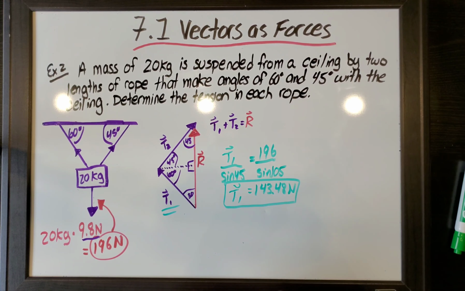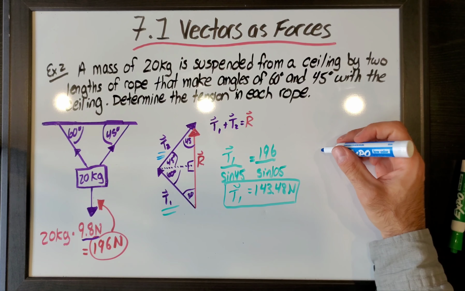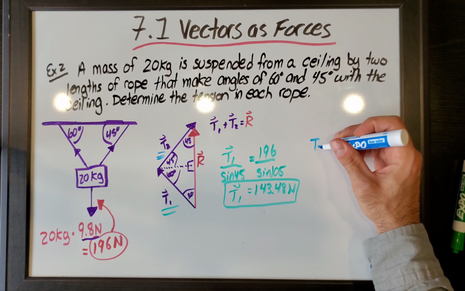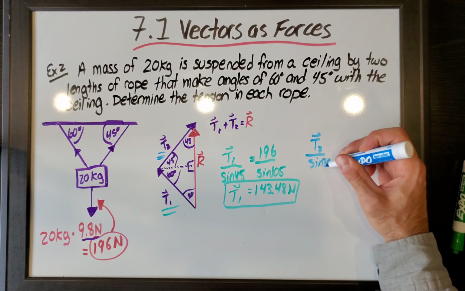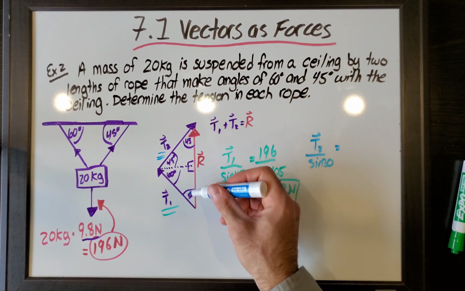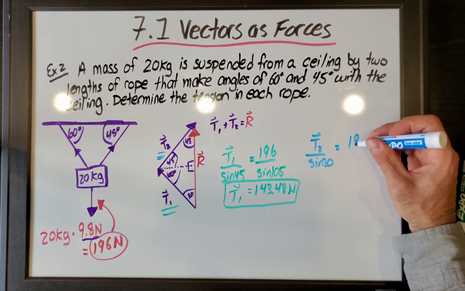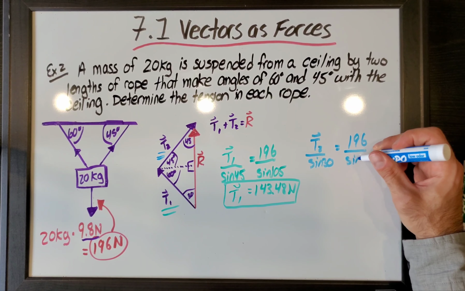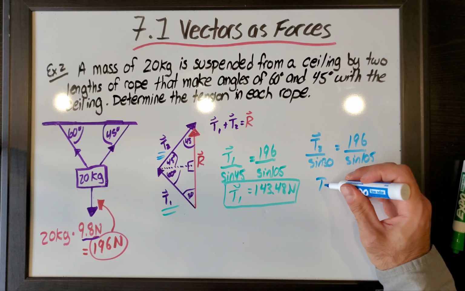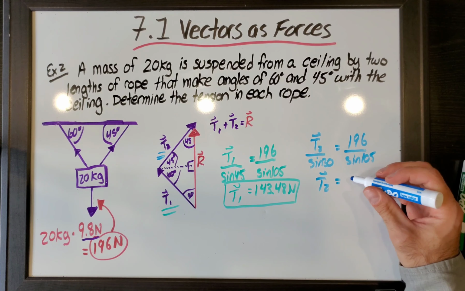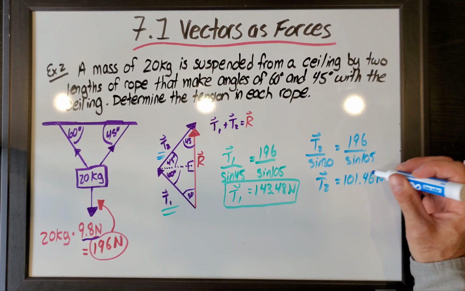Okay, now I can do the exact same thing for the tension on the second rope right there. So I'm going to do the same thing, sine ratio. The tension in this rope divided by sine 30, so this tension divided by its opposite angle, is going to be equal to the same ratio, sine 105. I multiply by sine 30 up here, and I get the tension in the second rope is equal to 101.46 newtons.